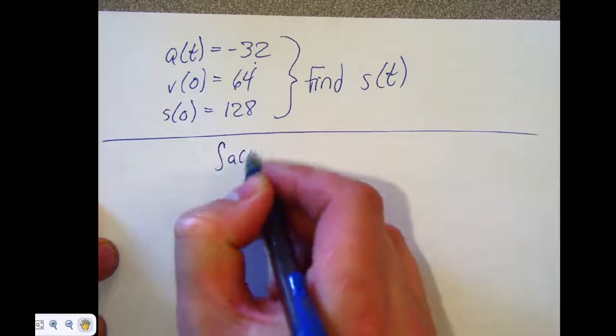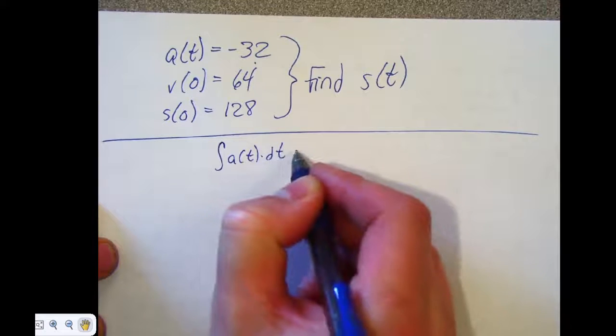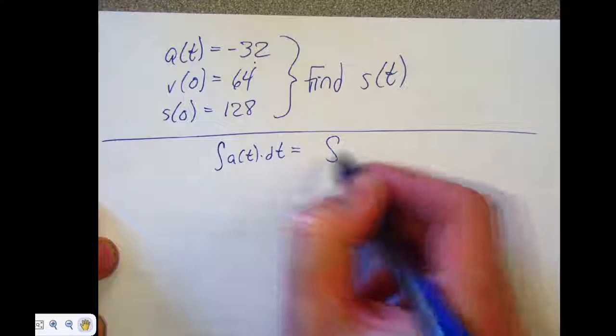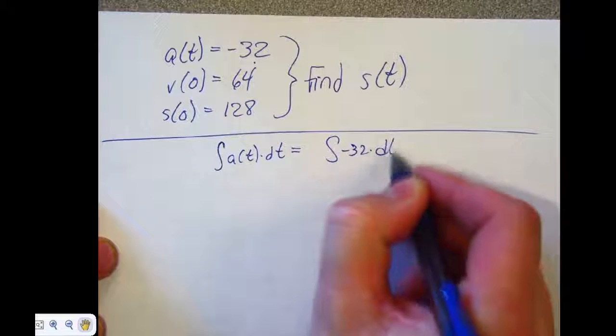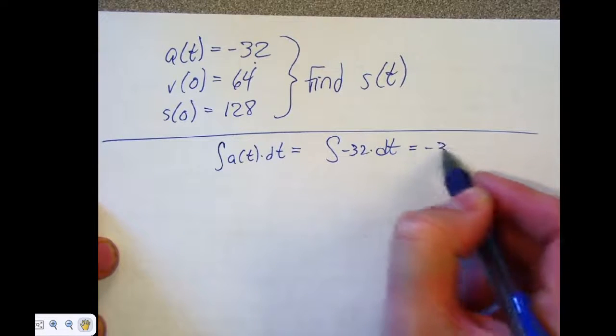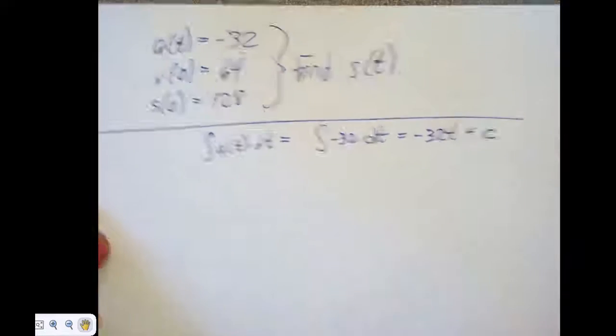So I'm going to integrate a of t, which is the integral of negative 32 dt. That is going to give me negative 32t plus c.